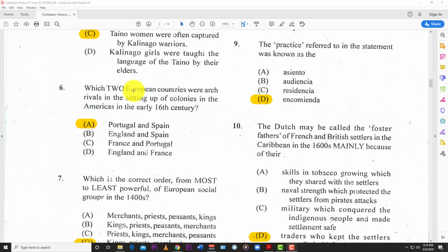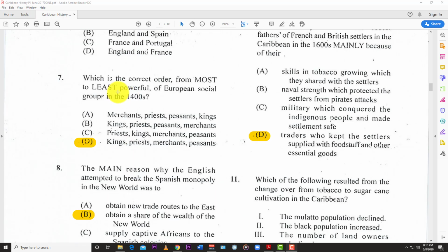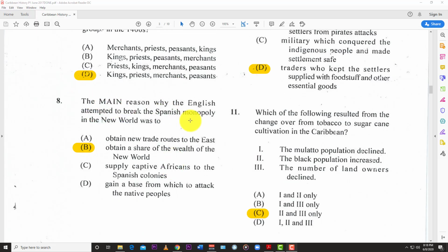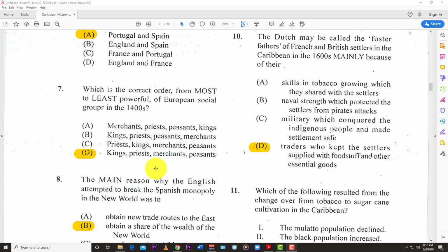Number 6, which 2 European countries were arch rivals in the setting up of the colonies in the Americas in the early 16th century? And the answer is A. Portugal and Spain. Number 7, which is the correct order from most to least powerful of European social groups in the 1400s? And the answer is D. Kings were first, most powerful, then priests, then merchants, then the lowly peasant. Number 8, the main reason why the English attempted to break the Spanish monopoly in the New World was to B. Obtain a share of the wealth of the New World.